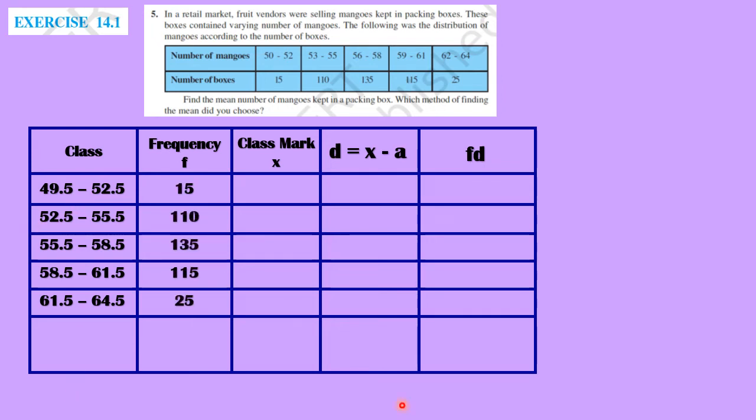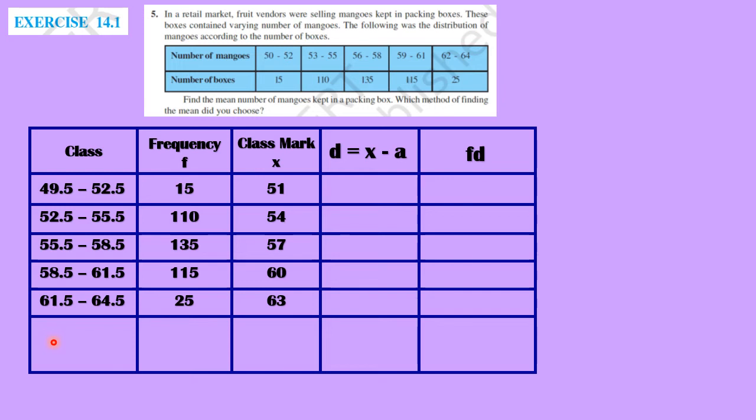Now the frequency, let us copy the frequency. Next class mark, here 49.5, 52.5. So what will be the middle one? So the difference here is 3. So 1.5 you have to add. So 49.5, 50.5, the class mark of the first class. So next class 54, then 57, 60 and 63.